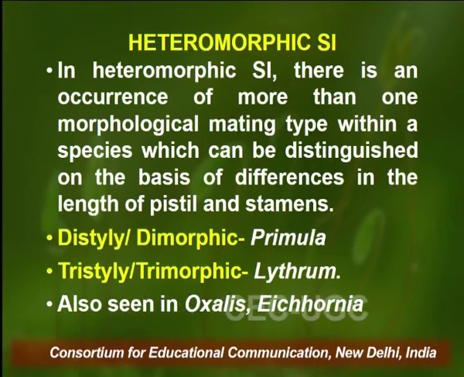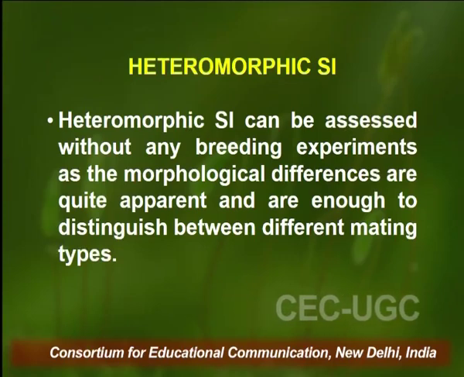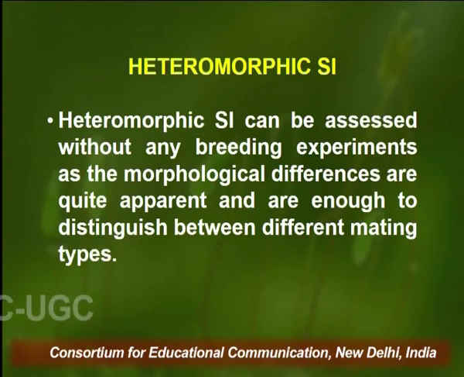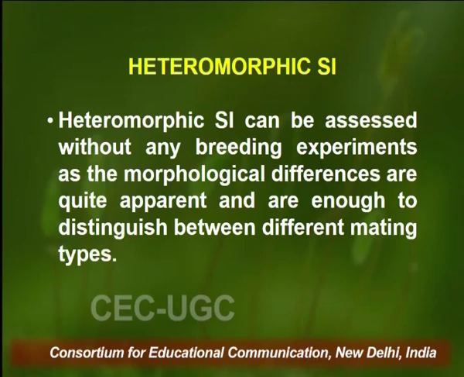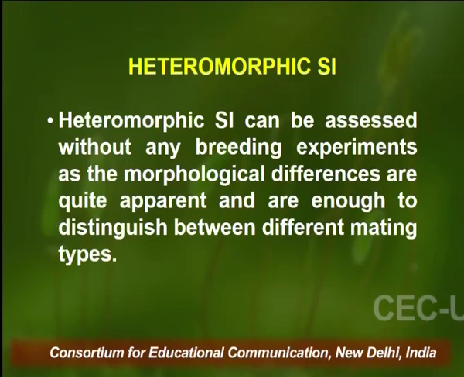So if there are two different types or two different lengths of the pistil and the stamen, then we term it as distyly, or it is dimorphic, and it is observed in Primula. If there are three types, then it is trimorphic or tristyly and observed in Lythrum. Heteromorphic self-incompatibility, because the morphology is different, can be assessed without any breeding experiments, as the morphological differences are quite apparent and they are enough to distinguish between different mating types.